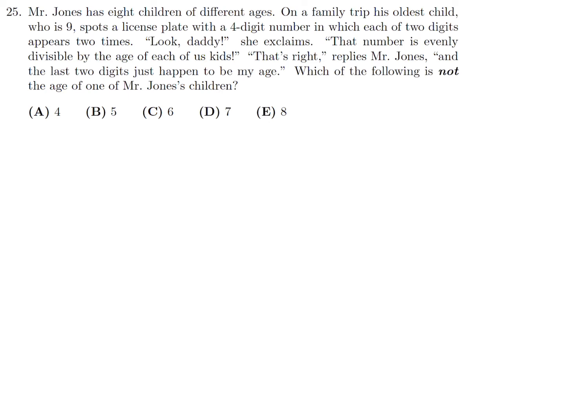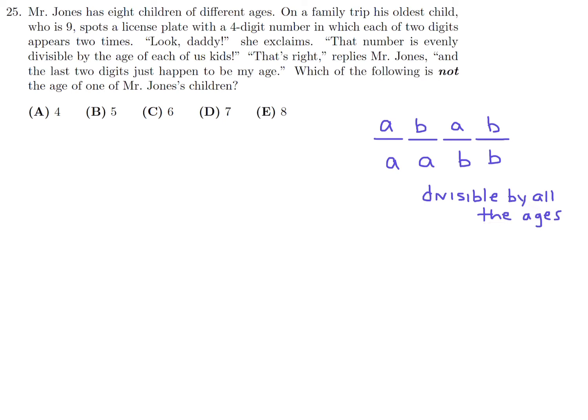So we've got a license plate number that has 4 digits, and 2 digits are repeated twice. So basically something like this: AB, AB, or AA, BB, something like that. Okay? And this number is divisible by all the ages. And the last 2 digits, whatever they are, are the age of the father.